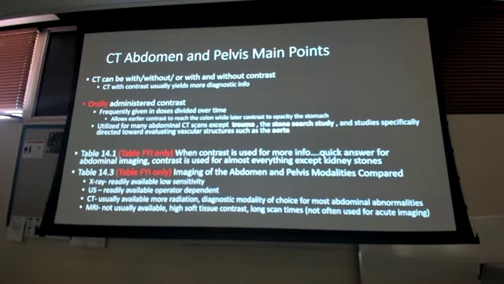So let's talk about the CT. You've seen this before. There's oral and IV contrast. The idea is if I give IV contrast, what am I highlighting?